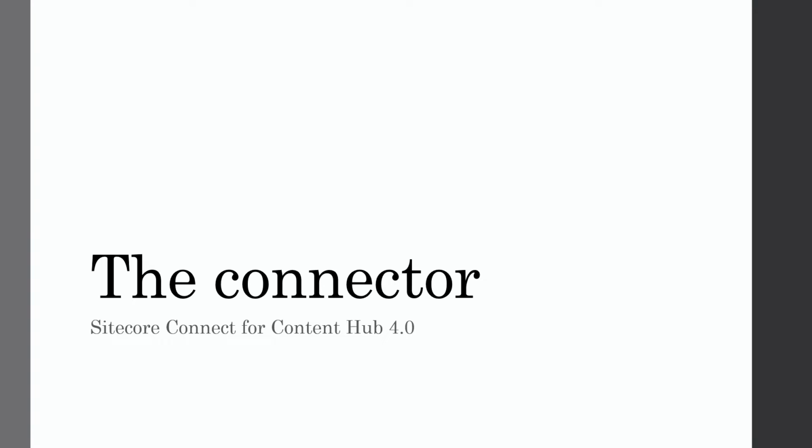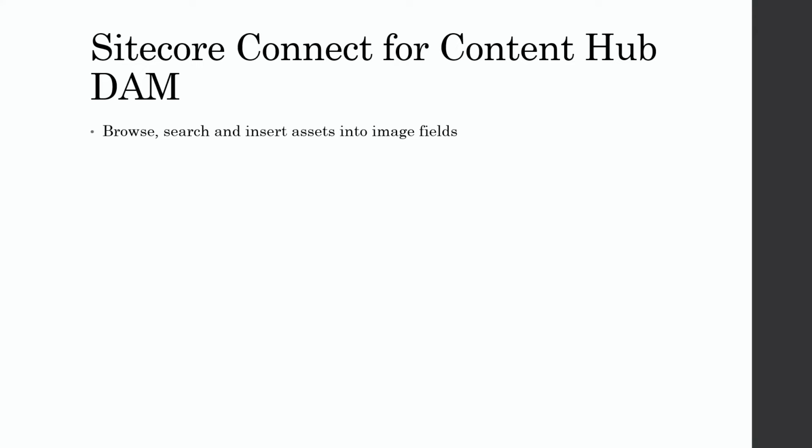So let's have a look at the connector. If you are on Content Hub version 4 or higher, Sitecore recommends you use this Sitecore Connect for Content Hub connector. There is an older version around that's just for the DAM part. But this connector includes two main parts. One is still a Sitecore Connect for Content Hub DAM, which allows you to browse and insert image assets into fields. I have a short video of how that looks.